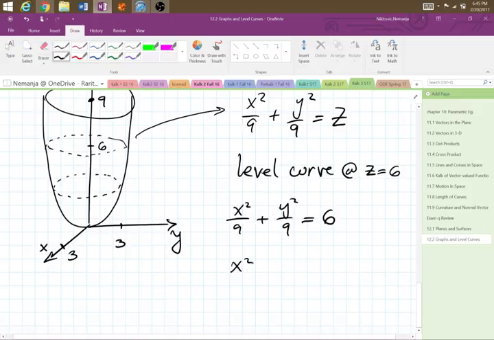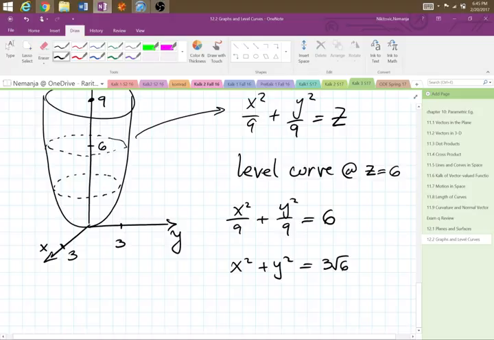Which is x squared plus y squared equals 3 root 6. So what is it? It is the circle, because that's the trace that you get when you cut.